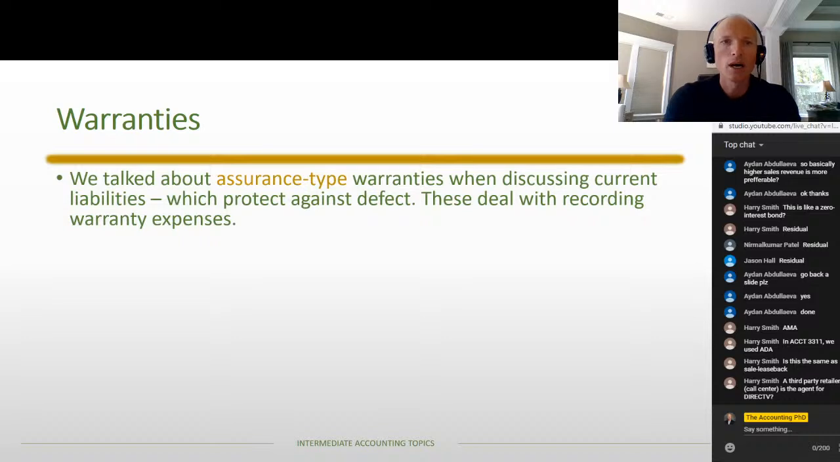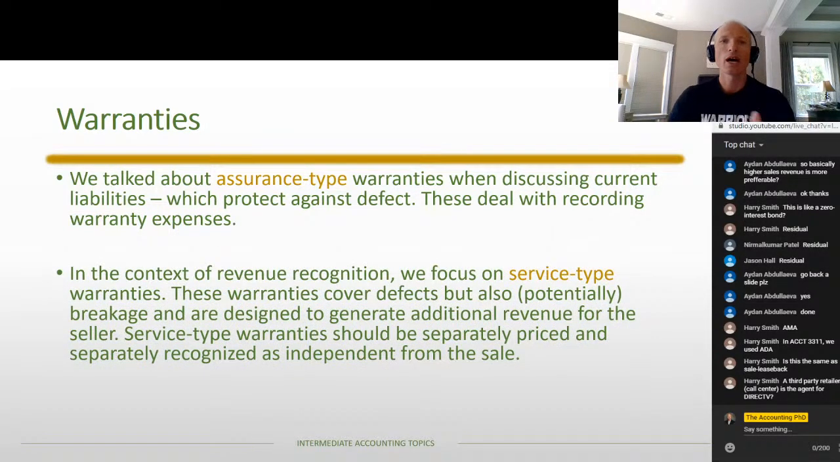Warranties. So current liabilities, we talked about assurance type warranties, which protect against defect, and that's kind of warranty expenses. In the context of revenue recognition, they're really focused more on service type warranties. And so this covers defects, but also breakage, and it's really designed as an additional way to get revenue.